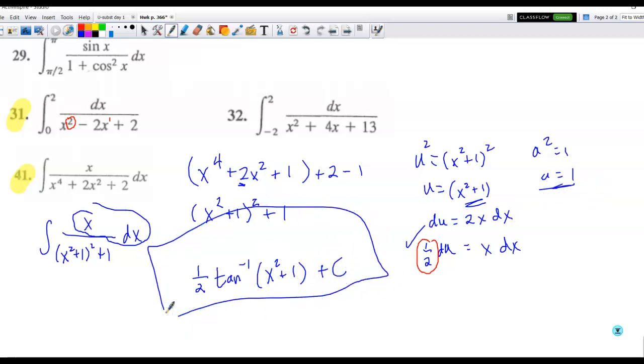So it might have looked scary to begin with, but it really is not scary. It's just still completing the square. So there are your answers and your workouts for these pages.